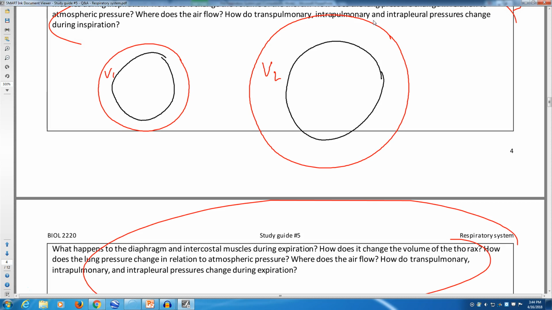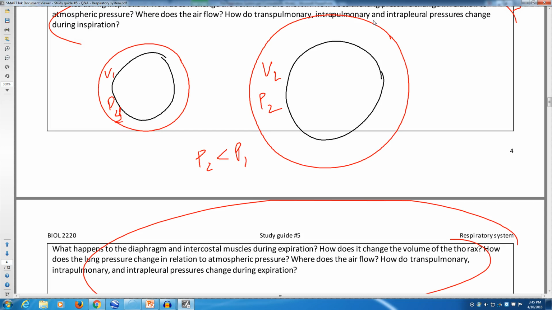So if volume of pleural cavity increases, pressure in it decreases. It's already negative, but it becomes even more negative. Are we good? Lung expands because pressure here drops. Okay, so P2 is less than P1. So lung expands.